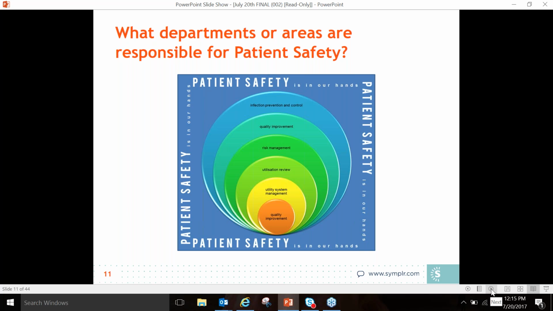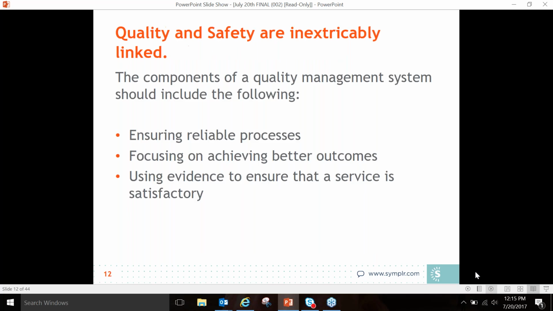You might have 4 or 5 or 6 vendors that you're storing information in that you're going to need to demonstrate your quality. So one of the goals of symplr is to certainly help you with that and help bring these departments together so that you can start to trend and track and look at your outcomes over that continuum. So quality and safety are, can't talk today, inextricably linked.